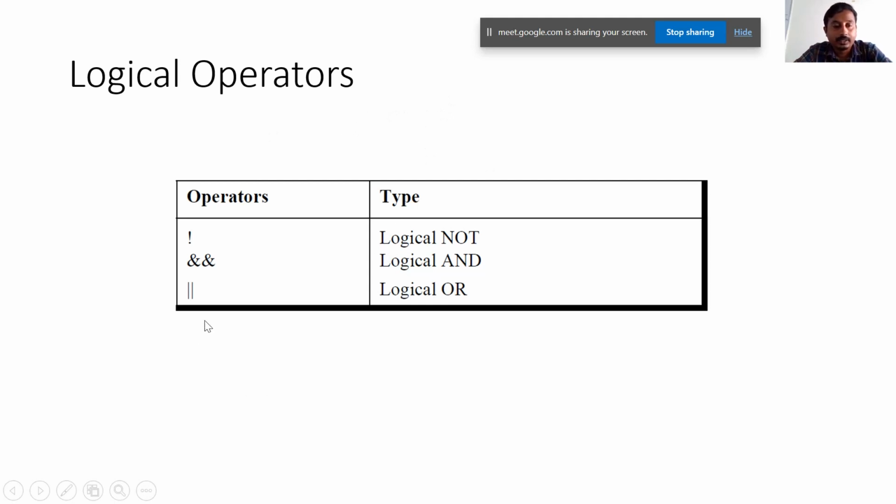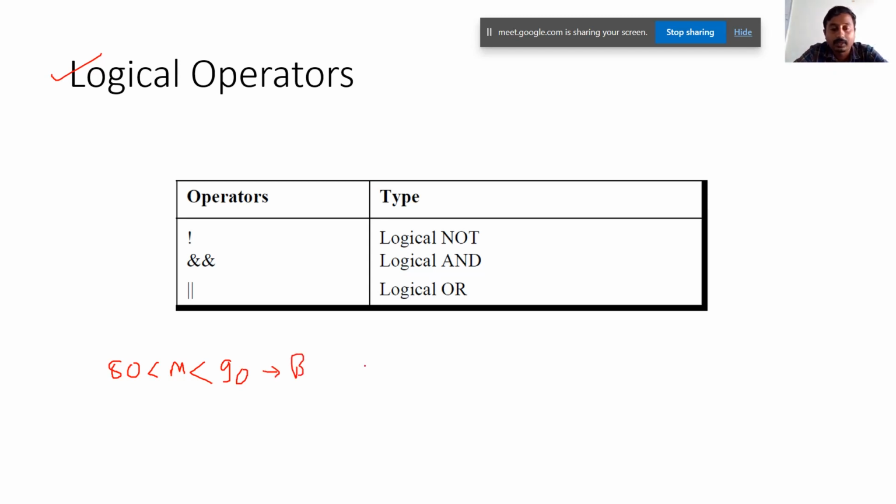For example, if he scores more than 90, he would get A grade. If he scores between 80 to 90, he will get B grade. Then how to achieve that? For such cases, we use combination of relational operator and logical operator. Okay, so what is our condition? If marks is between 80 to 90, he will get B grade.